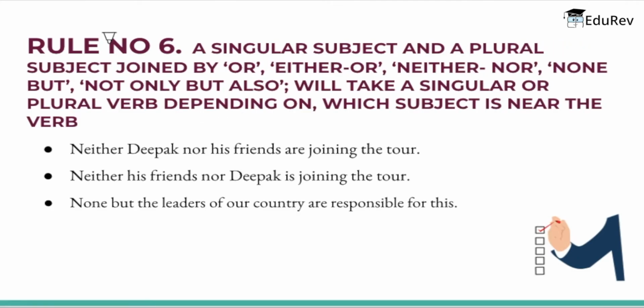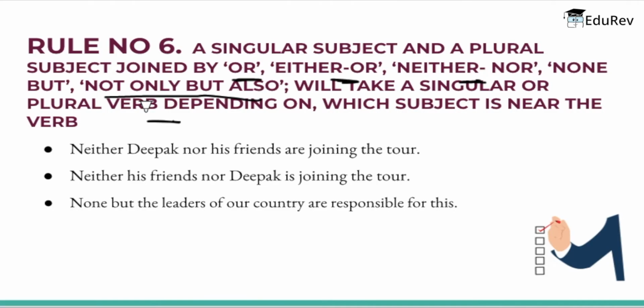Rule number 6 states what? Rule number 6 states that a singular subject and a plural subject joined by or, either or, neither nor, not but, not only but also will take a singular or plural verb depending on which subject is near the verb. So basically what they are saying is that suppose I have a singular subject and I also have a plural subject which are joined by all the terms that are displayed on your screen.